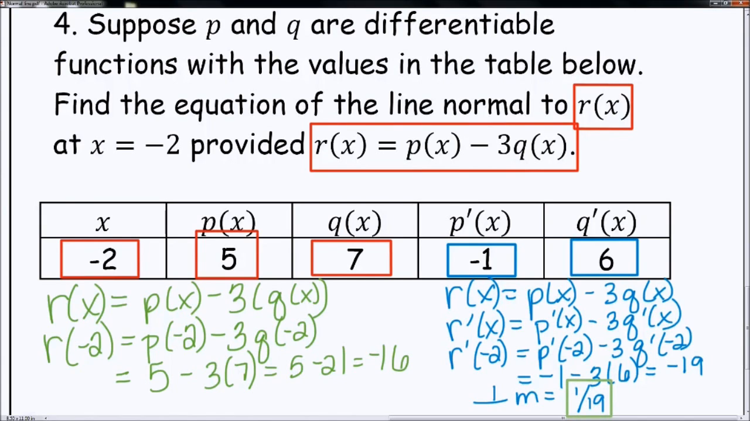And so if I put together my x-coordinate and y-coordinate, here in red I have my -2, which is my x-coordinate, located over here again. My y-coordinate, which is -16, and in green I have my normal line slope m. Then my normal line is y plus 16 is equal to 1 over 19 times x plus 2.